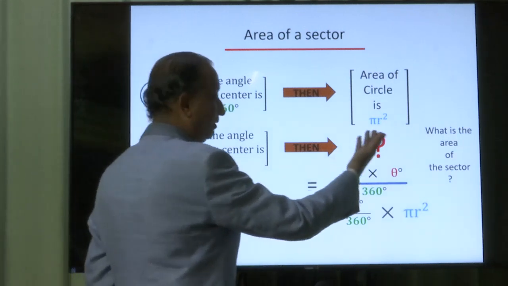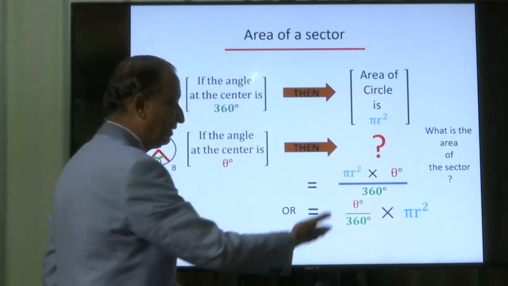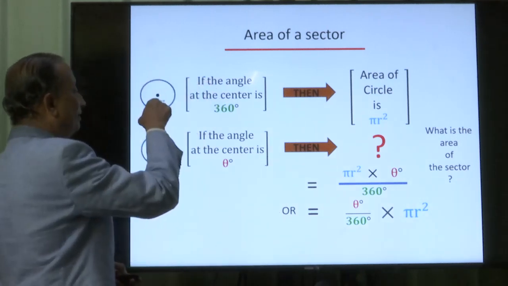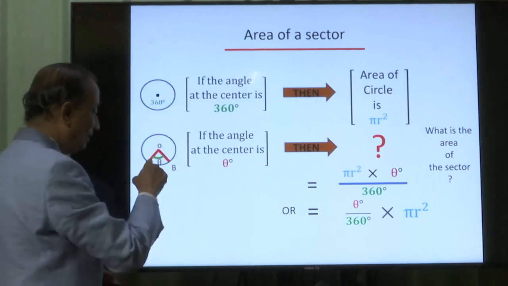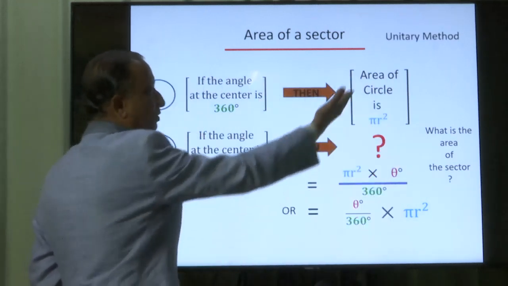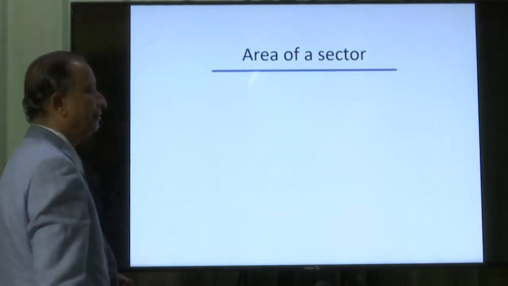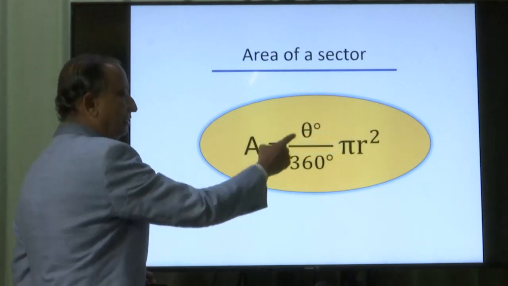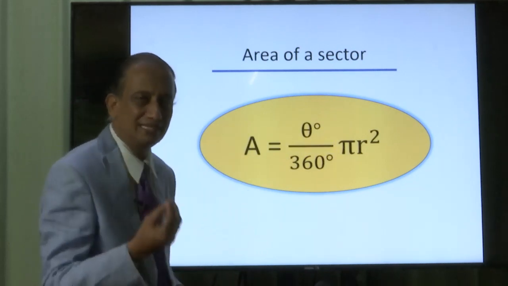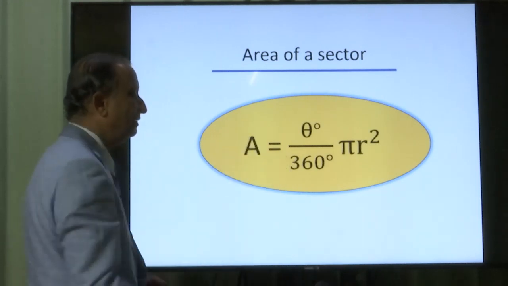Instead of pi r square into theta by 360 degrees, it would be very convenient for us to remember it as theta by 360 degrees times pi r square. So, theta divided by 360 degrees times pi r square will give us the area of this sector, and this kind of method or approach is called the unitary method. Now, area of a sector, we have understood it as theta by 360 degrees times pi r square. Very small formula, you can easily remember this, provided you have understood the unitary method.